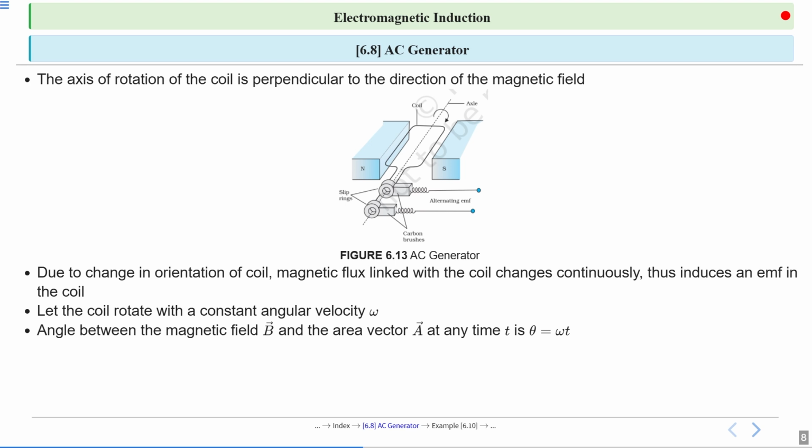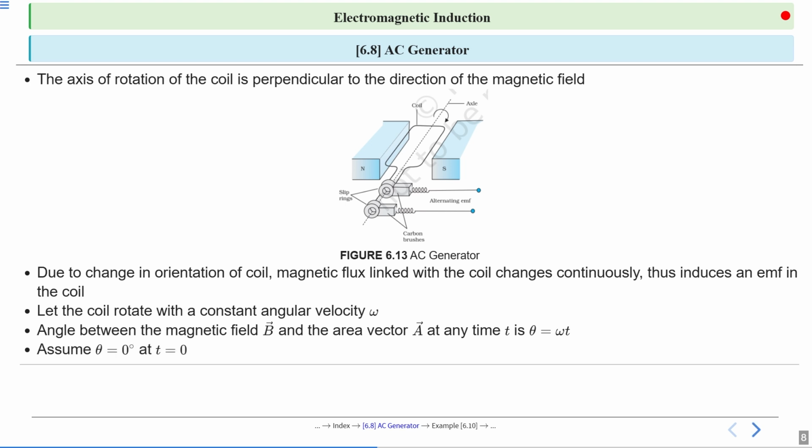The angle between the magnetic field B vector and the area vector A vector at any time t: when this coil is rotating, you will observe that theta will be equal to omega t. Theta is the angular displacement, omega is the angular velocity. We know that angular velocity is equal to angular displacement upon time, like in translational motion, velocity is displacement upon time. Similarly, in rotational motion, omega is equal to theta by t. Theta is angular displacement. So at any time t, theta will be equal to omega t.